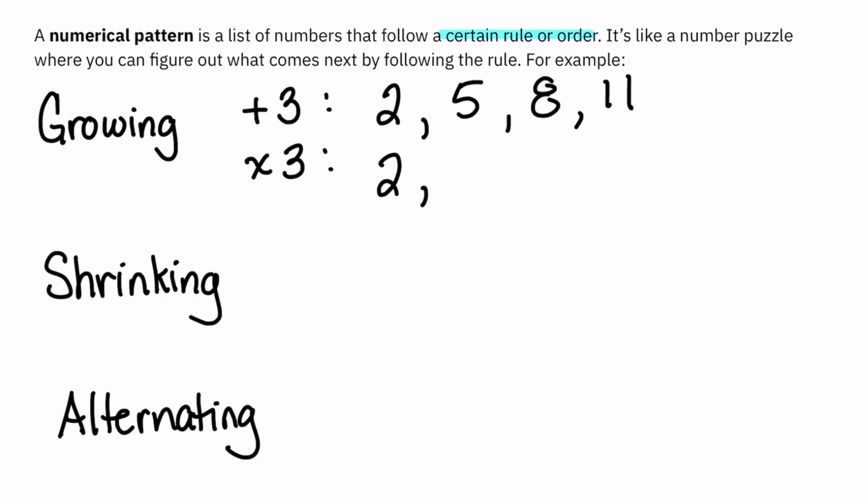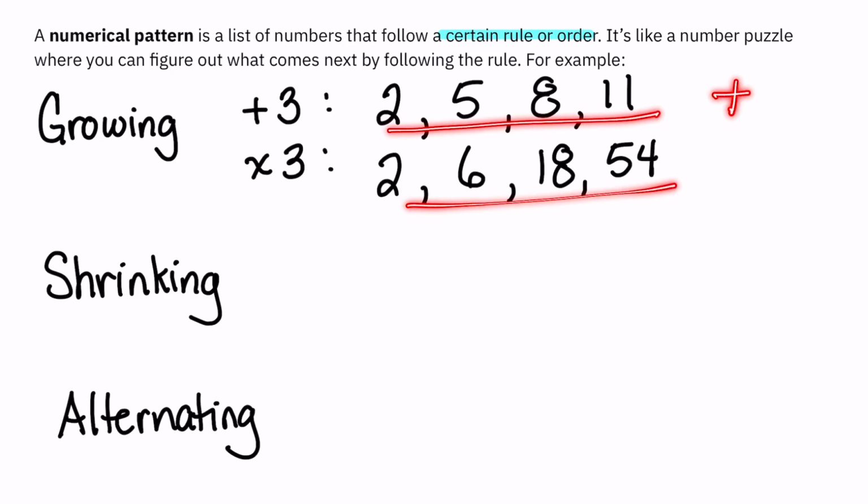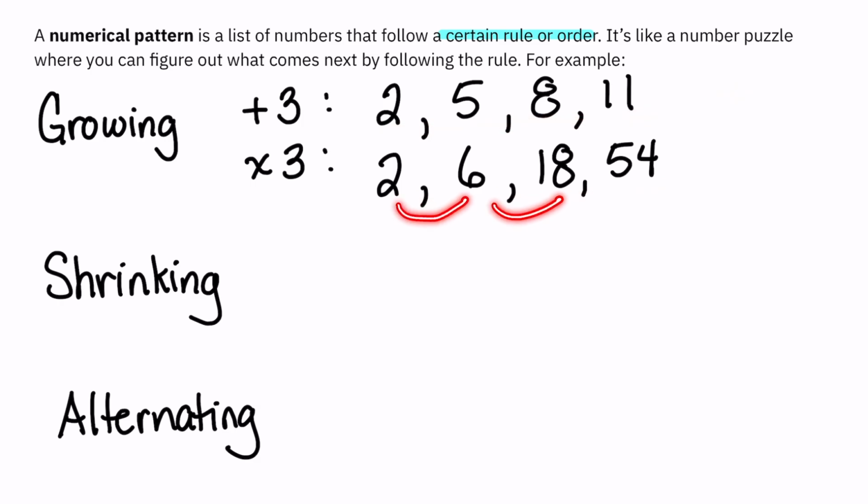So I have 2, my next number would be 2 times 3 is 6, 6 times 3 is 18, and 18 times 3 is 54. So in both of these cases, my numbers are getting bigger. So it is growing, but they can grow in different ways. So look to see, how are my numbers changing? What's the difference between them? Here, my difference is always 3. But in this case, my difference is not just an adding pattern. It's because in this case, there's a multiplying pattern.